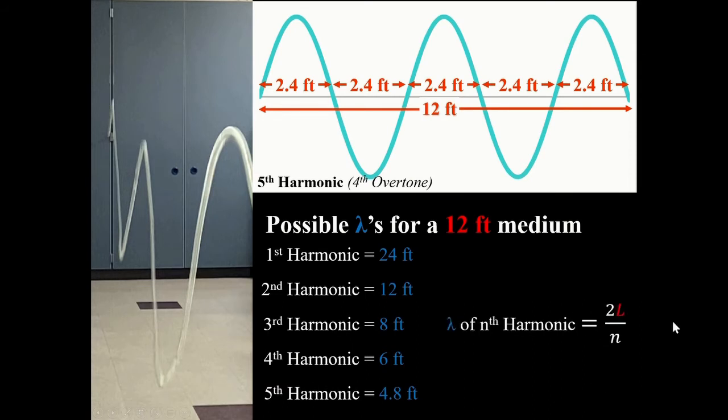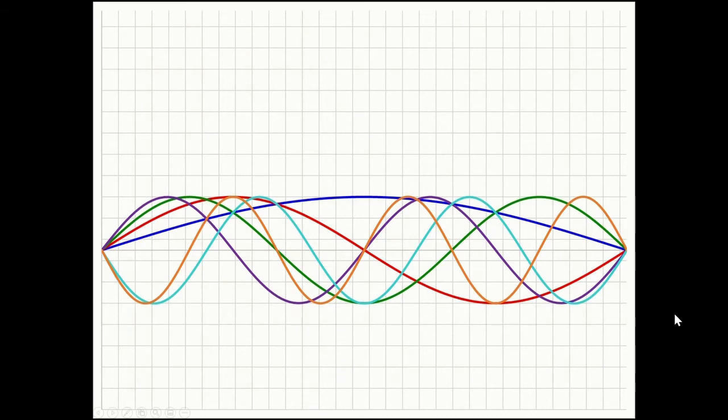And the equation that will calculate that for us, although we don't need to memorize that, is we took the length of it and divided by how many halves were going to fit into there. So in this case, it was 5 halves. We took 12 and we divided by 5. That would tell us what half a wavelength is, but if I multiply by 2, that would give us the whole wavelength. So these are a whole variety of different wavelengths that could fit on a string that is fixed at both ends. This blue one is the fundamental, or the first harmonic. This red one is the second harmonic, or the first overtone, and so on and so forth.